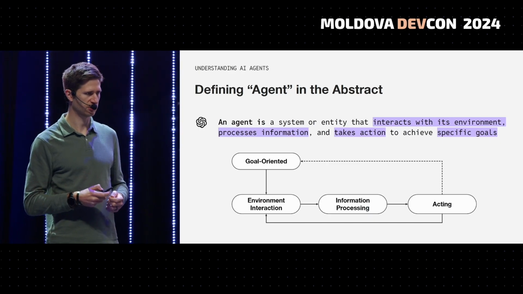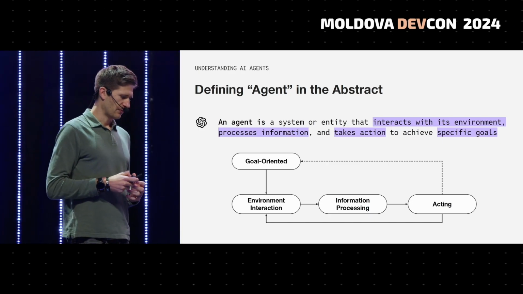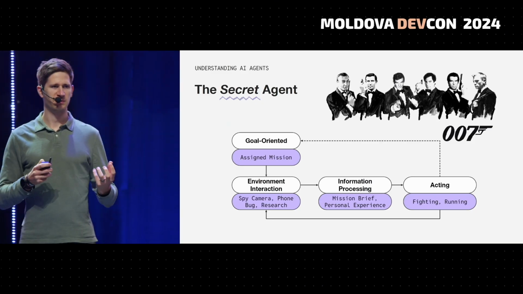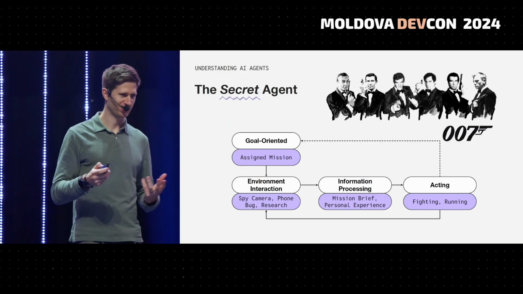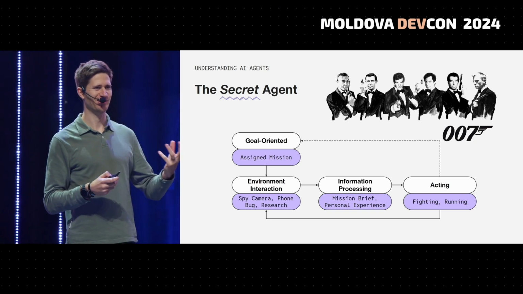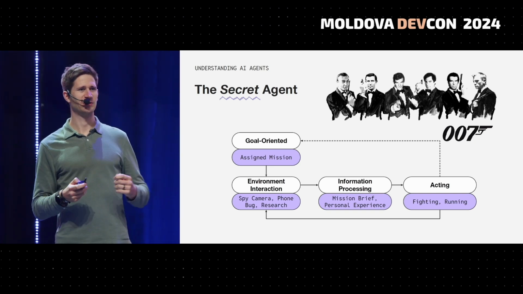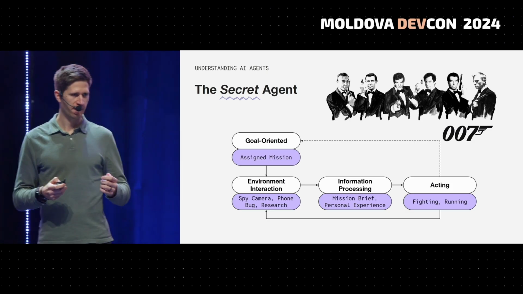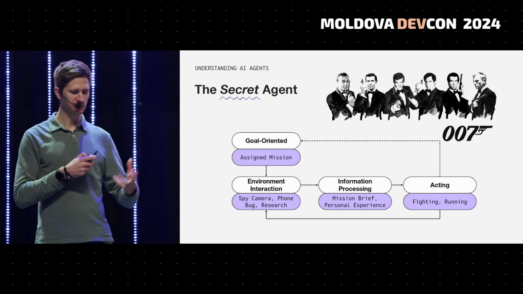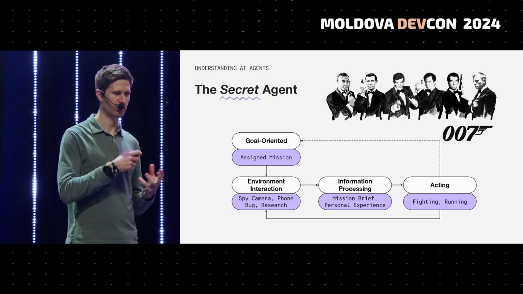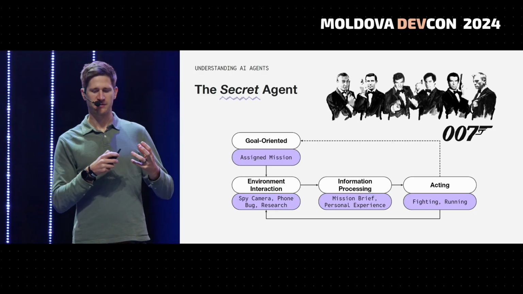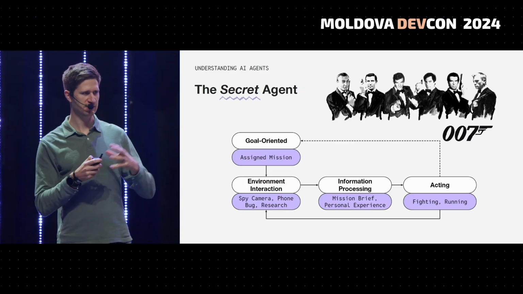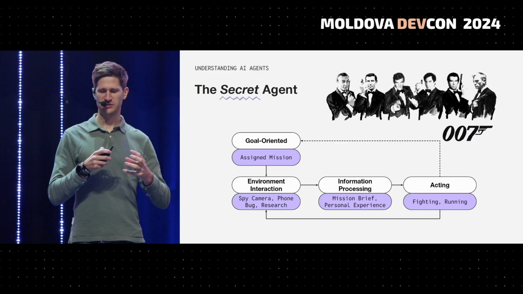Now, a nice playful example we can use to put this into a bit more practice is a typical spy movie or secret agent example. So how do secret agent movies typically play out? It starts with the secret agent being deployed and getting assigned a top secret mission. The secret agent then gets a bunch of tools that he can use, so a spy camera and a phone bug, and can do research. Secondly, he then maybe can draw from a mission brief and personal experience, as well as the information that he gathers in this first step.